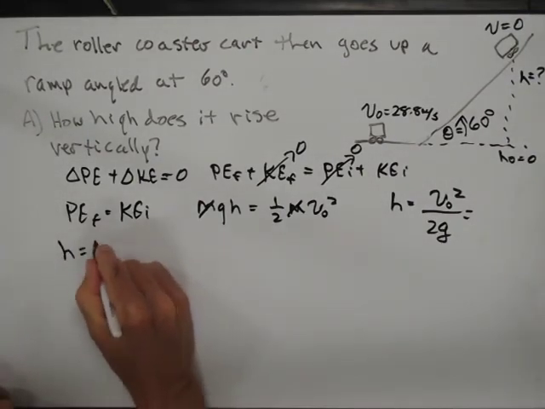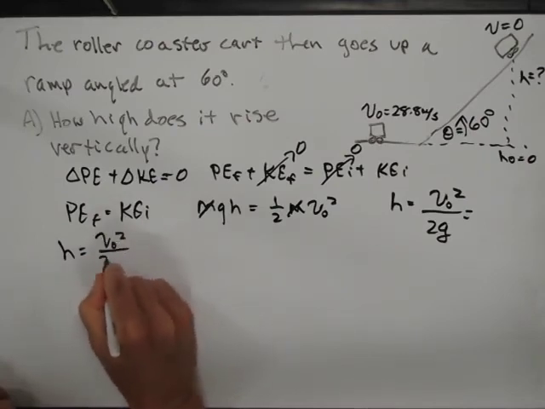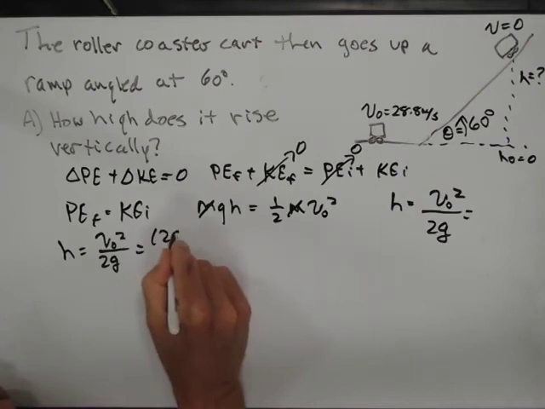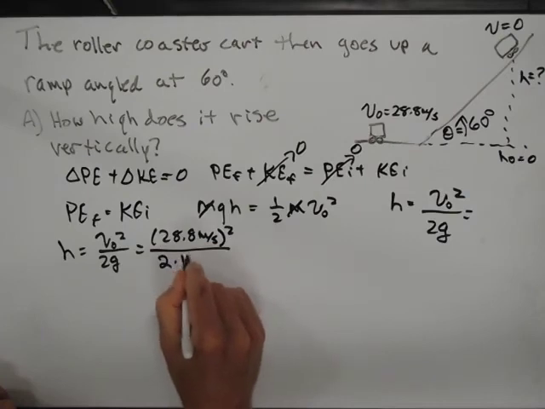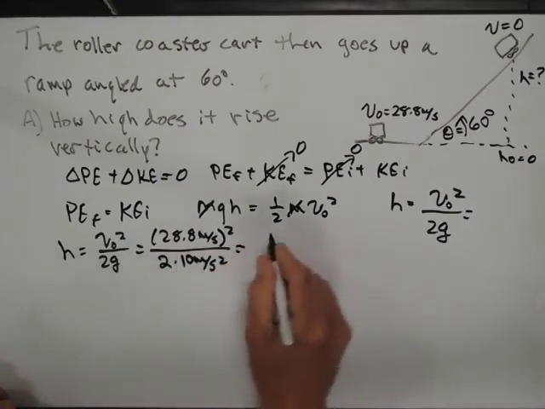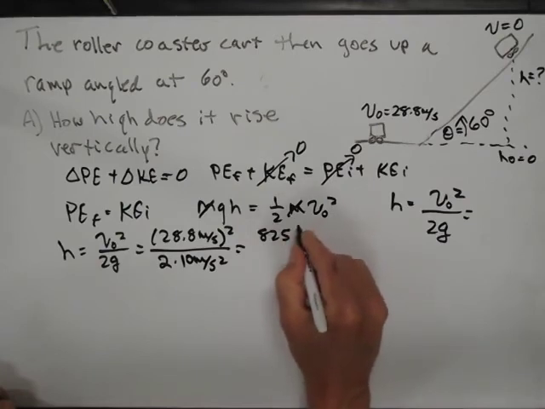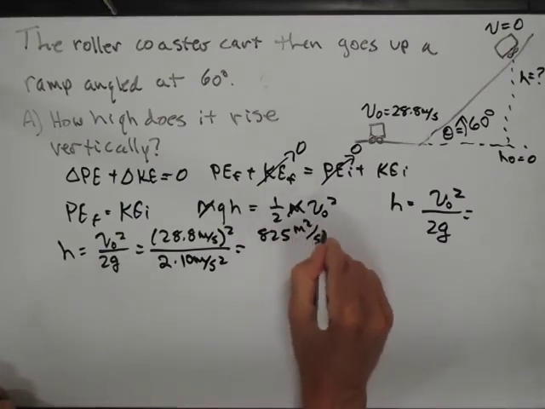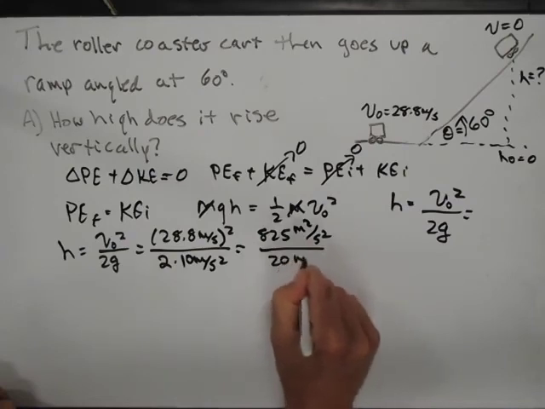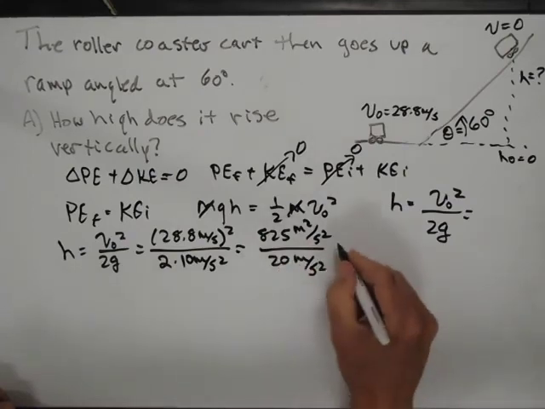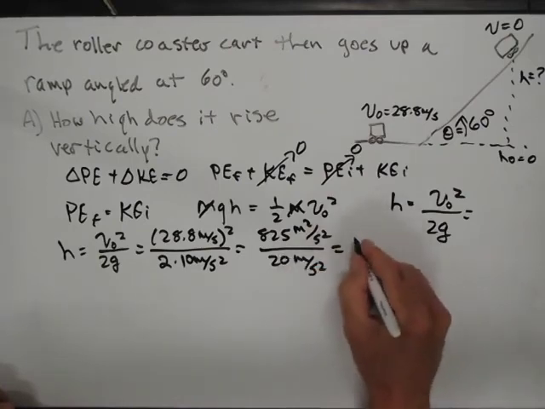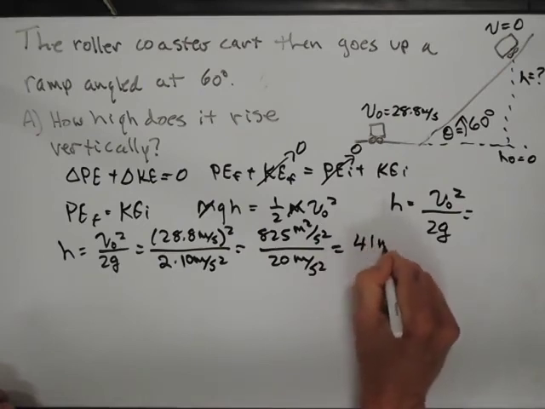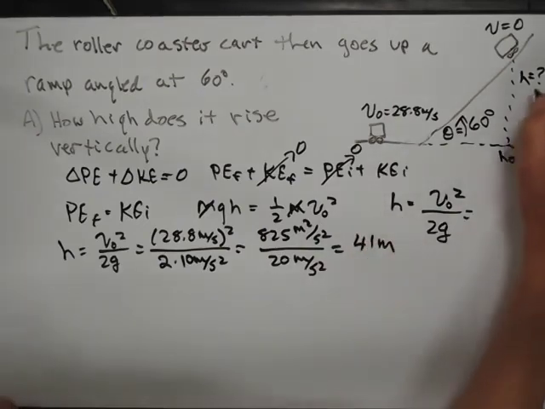The height was equal to v naught squared over 2g, which was 28.8 meters per second squared over 2 times 10 meters per second squared. That was 825 meters squared over second squared divided by 20 meters over second squared. And so 825 over 20 is about 41, a little bit, 41 meters. And so that's how high it went vertically.